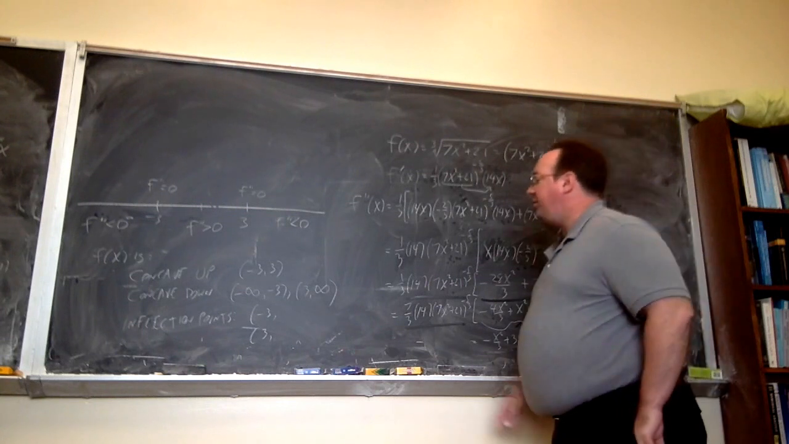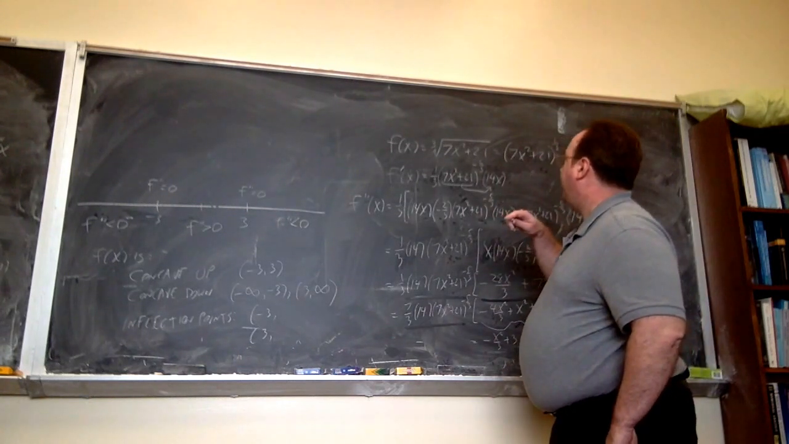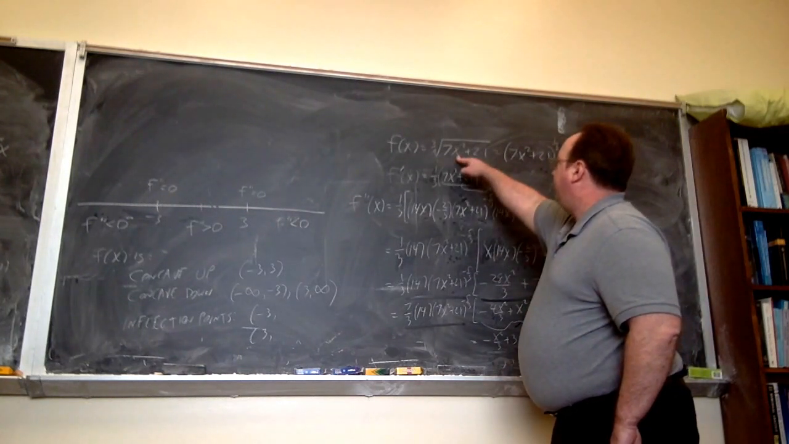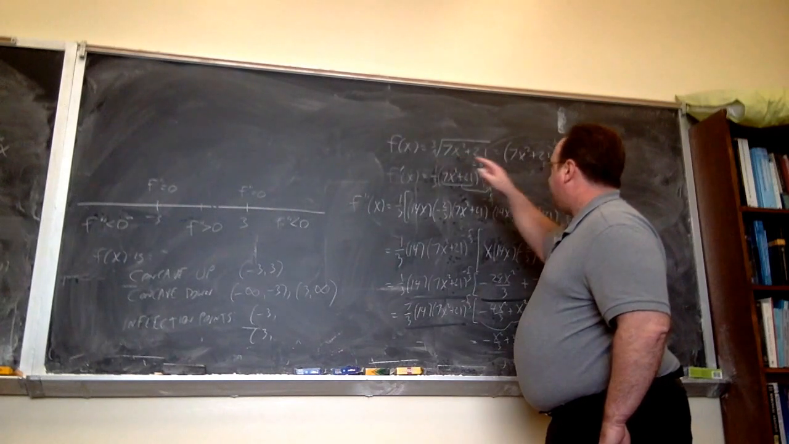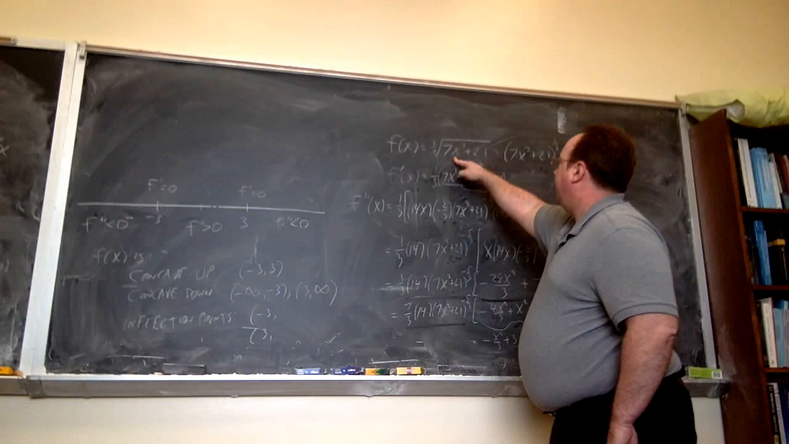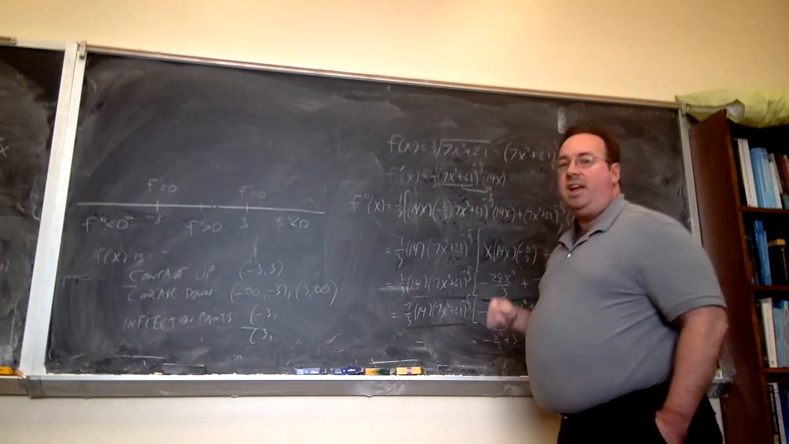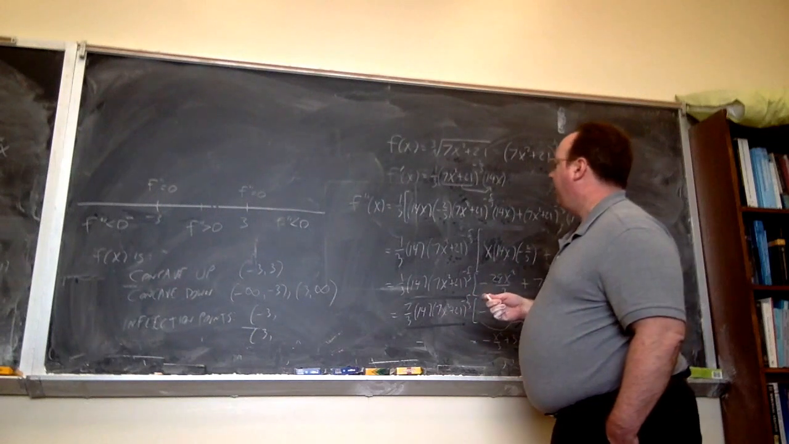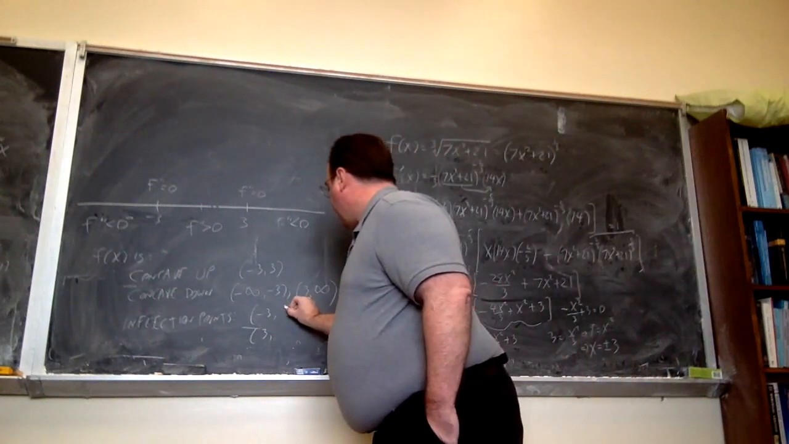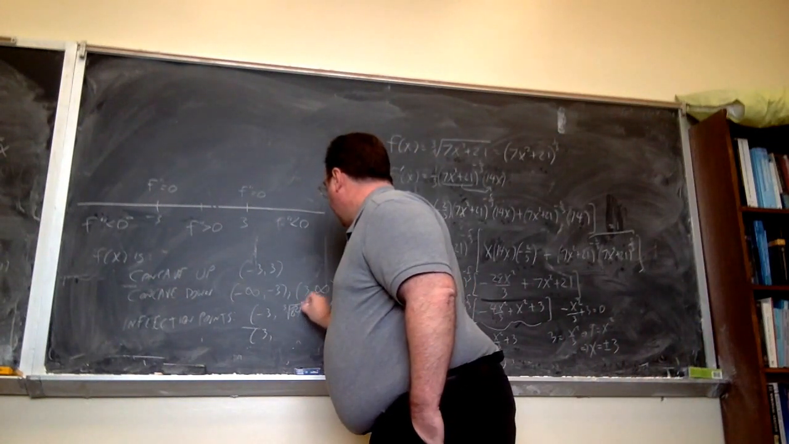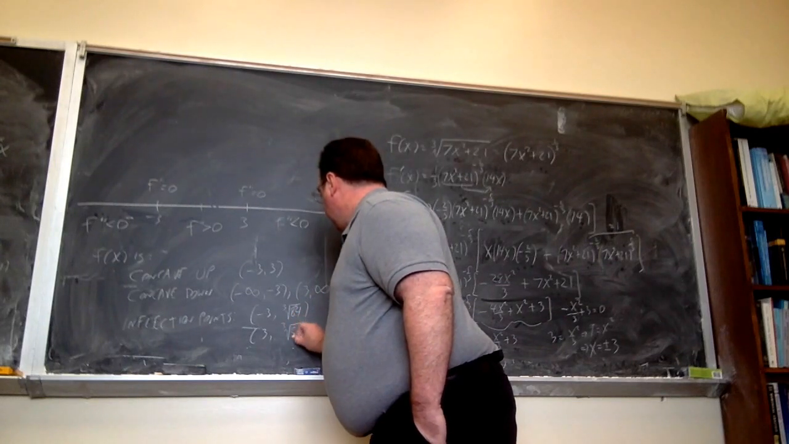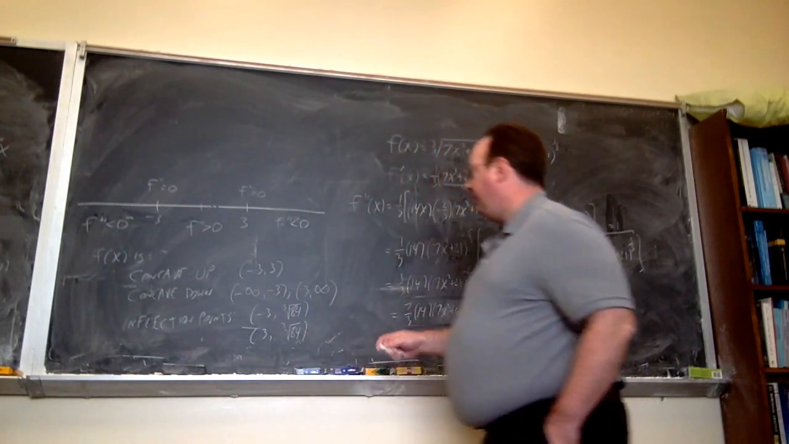So if I substitute x equal plus or minus 3 in here, I get 7 times 9, because 3 squared is 9, so 7 times 9 is 63, plus 21 is 84, and I take the cube root of 84. So that's my y value in both cases. And there you have it.